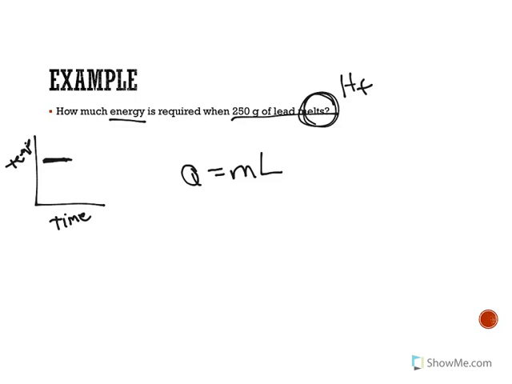So we can look at our table, and if we take a look at our table, the units for our heat of fusion are in kilojoules per kilogram. So our mass needs to be in kilograms. We can change that, so 0.25 kilograms, and then we look up our heat of fusion value for lead, which is 20.4.